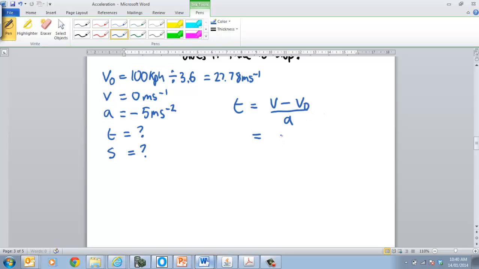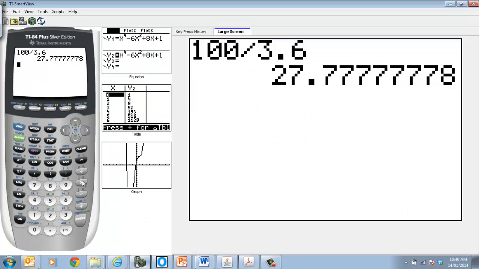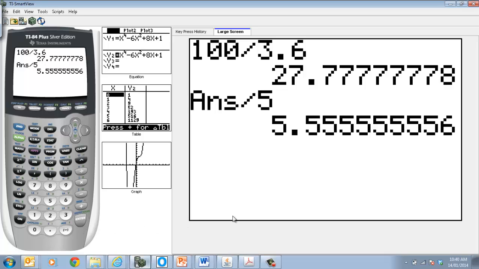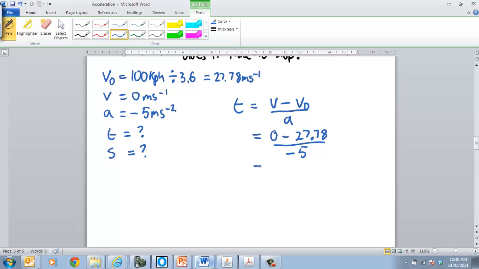Okay, so that's going to be equal to 0 take 27.78, all divided by the deceleration, minus 5. So I go on my calculator, I just go divide 5, it's going to give me 5.56. Okay, so that's equal to 5.56 seconds is how long it's going to take to stop.